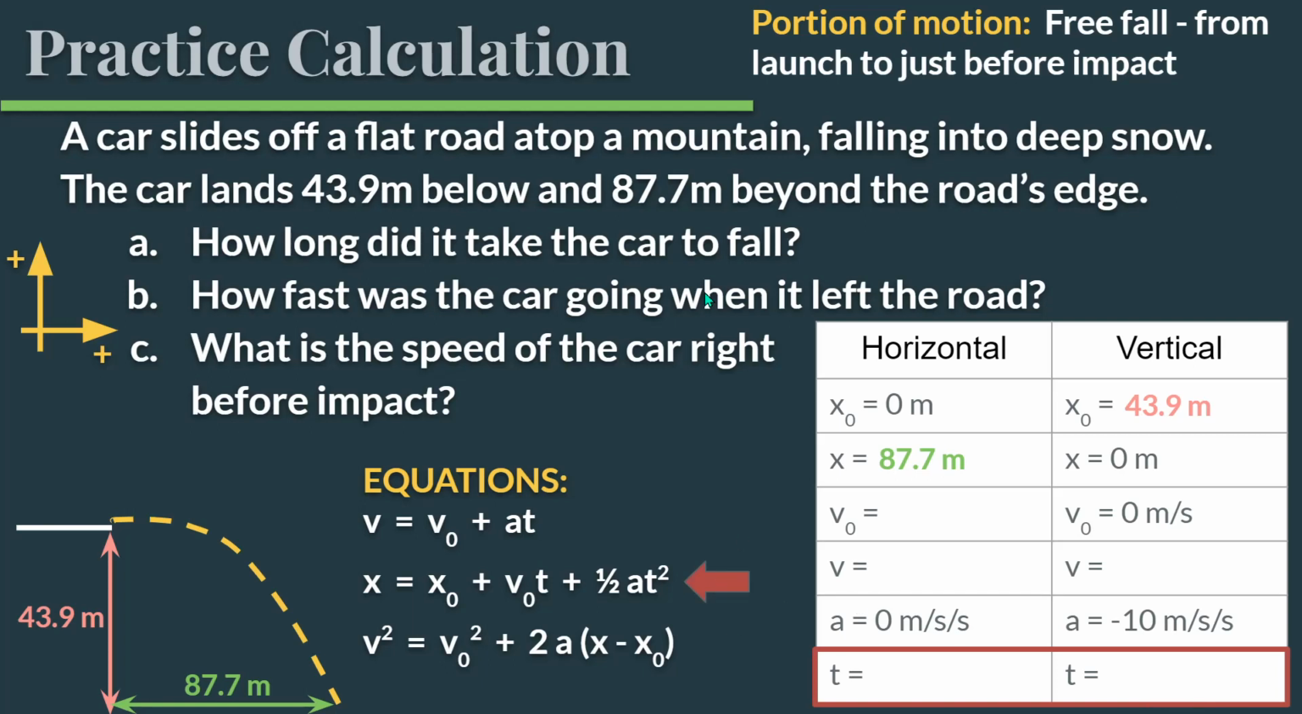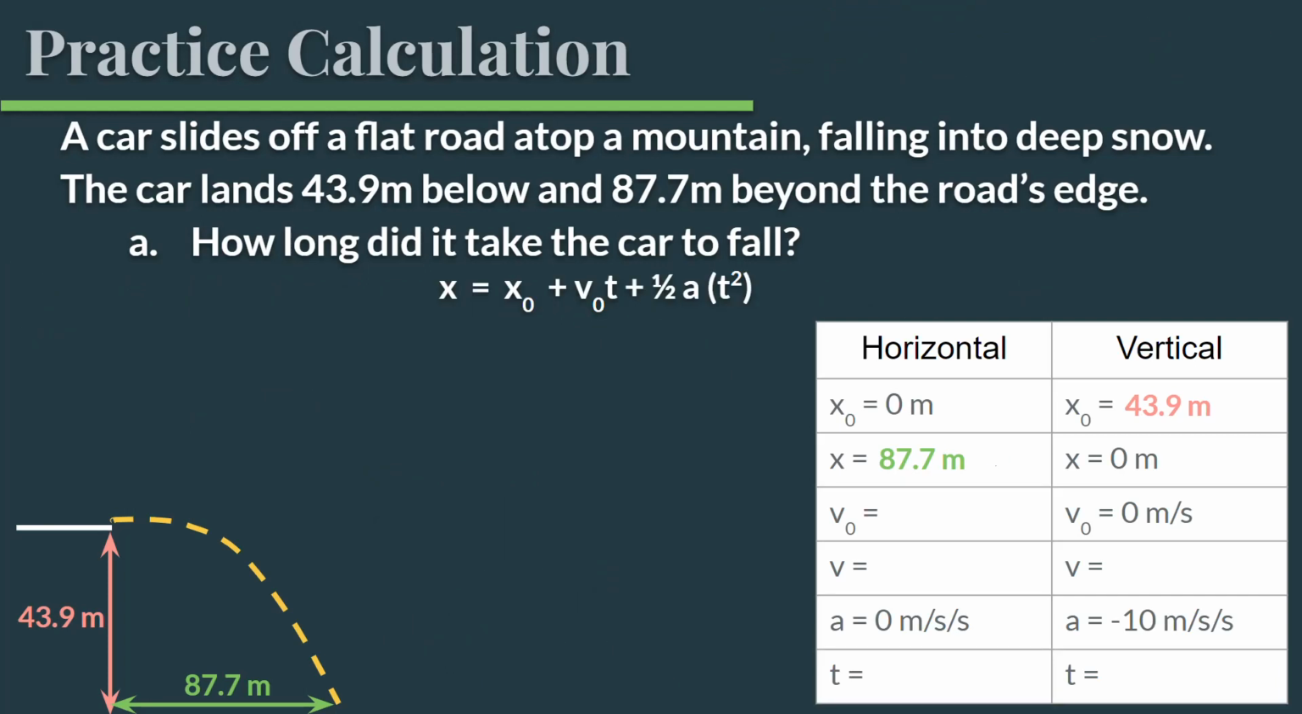X equals x naught plus v naught t plus 1/2 at squared. I can find time with that equation, and so that's what we're going to do. We're going to use this equation right here. It's printed at the top if you haven't copied it yet. And we're going to rearrange it to solve for time.